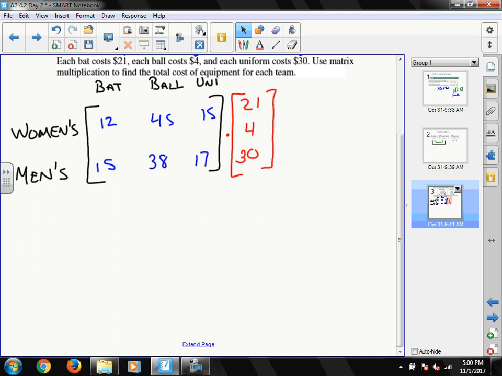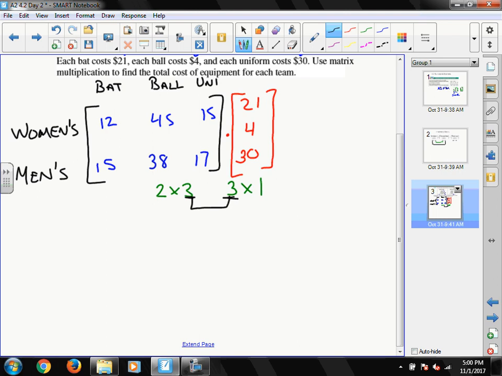Now, just to double check that we've set this up correctly, because if we don't set this up correctly, it's not going to be possible. So we've got a 2x3 matrix here for my equipment, and I have a 3x1 matrix here, and we did it correctly because these 3's in the middle are the same, and we should end up with a 2x1 matrix at the end.